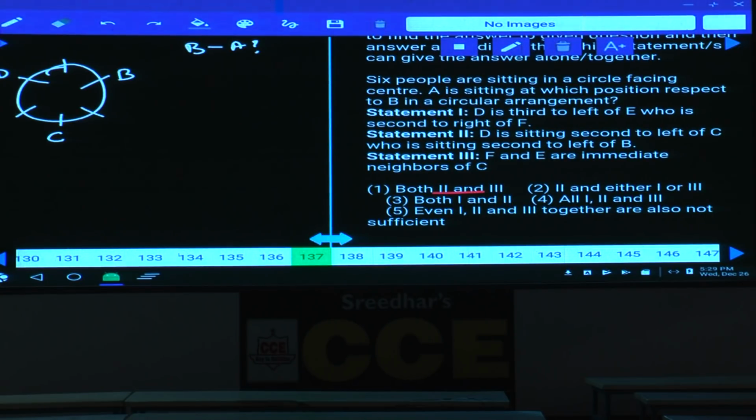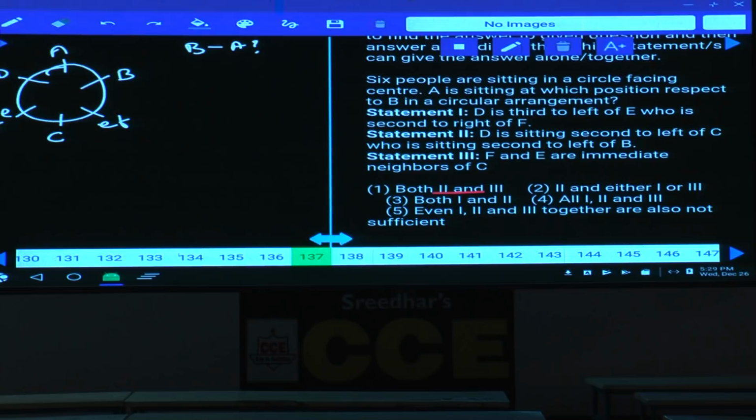Then third one, F and E are immediate neighbors to C. If F is here, E will be here, or F is here, E will be here. Then who is the person left over here? A is the person left over. Are you getting the answer or not? The position of A with respect to B. Hence, 2 and 3 is sufficient.